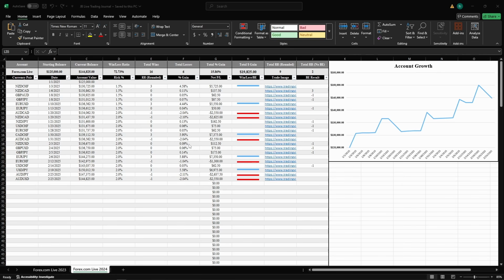So far, it's been a pretty solid year. We can see that I have about a gain of 9 RR this year, which is about 4.5 per month if you divide it by the 2 months we've had.